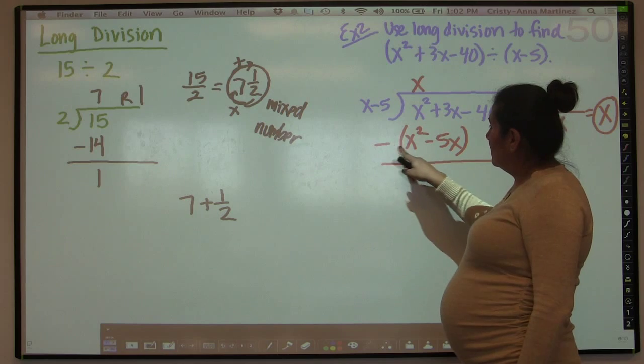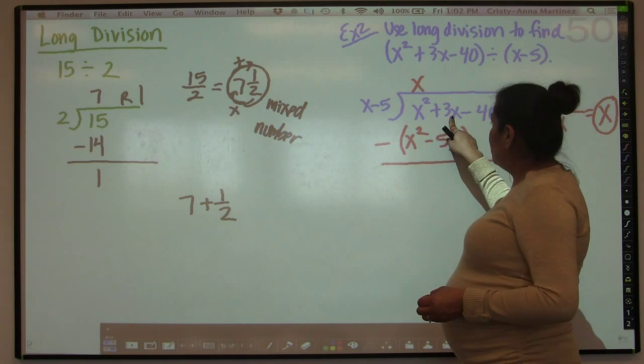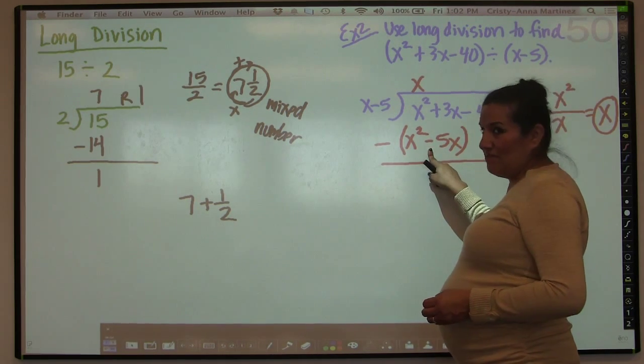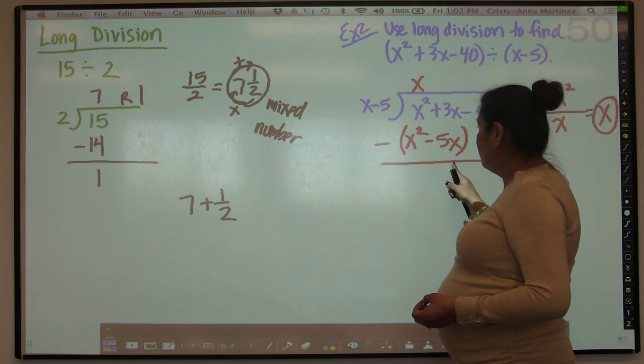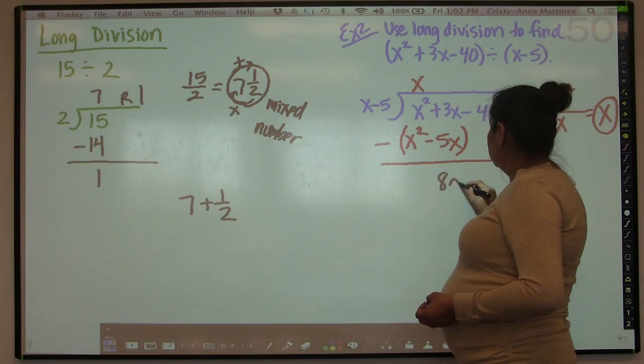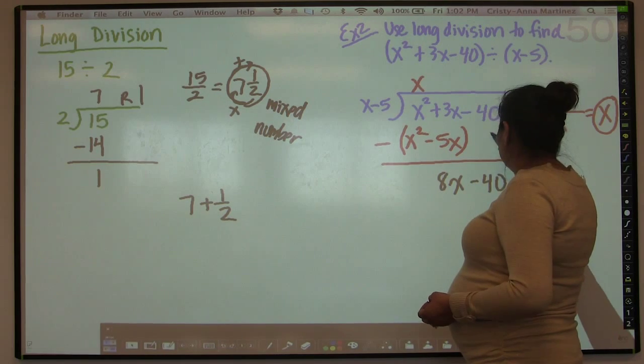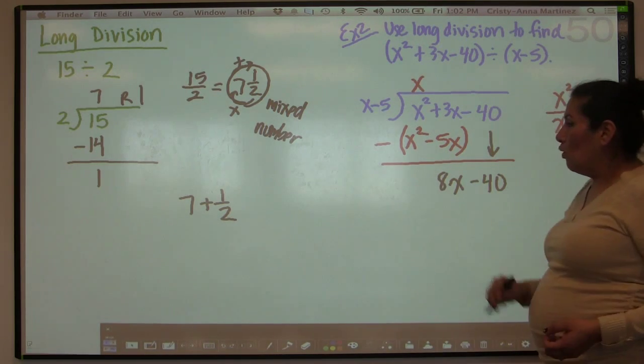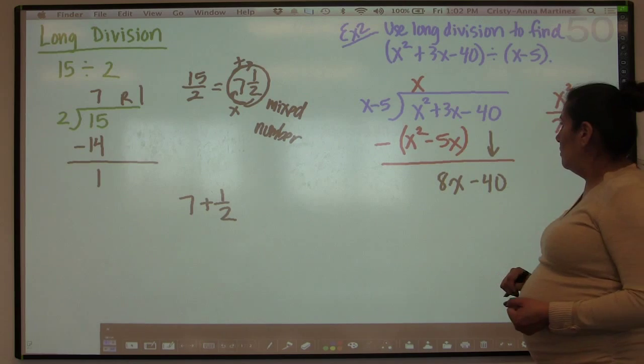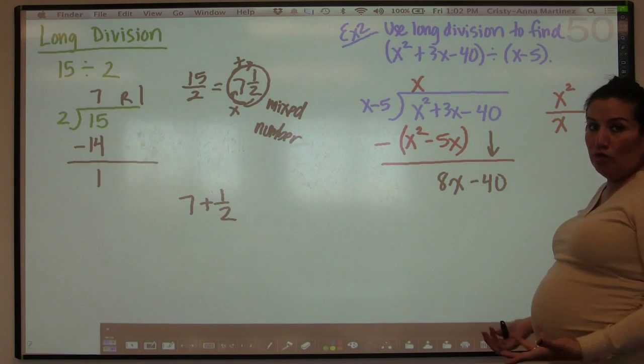So x squared minus x squared is 0. And 3x minus a negative 5x is actually 3x plus 5x, which is 8x. And then you can bring down the rest of the number, or in this case, the rest of the polynomial. And we do it all over again.